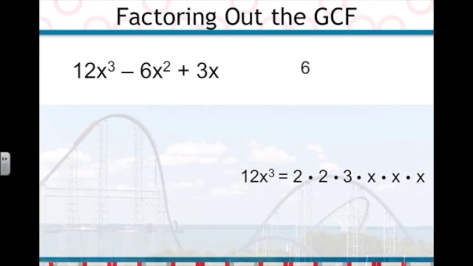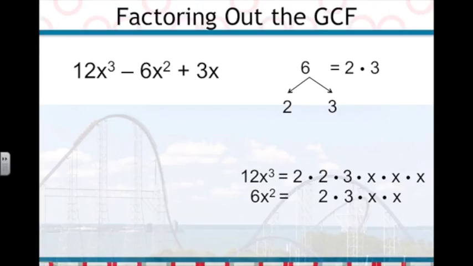Negative 6 is the second coefficient. But we don't need to worry about the negative at this point. We can factor 6 into 2 times 3, which is completely factored. Now we can write the second term, still ignoring the negative for now. 6x squared is factored as 2 times 3 times x times x.